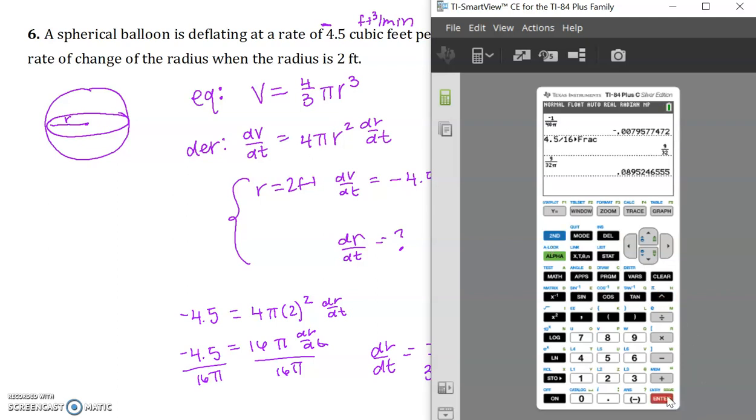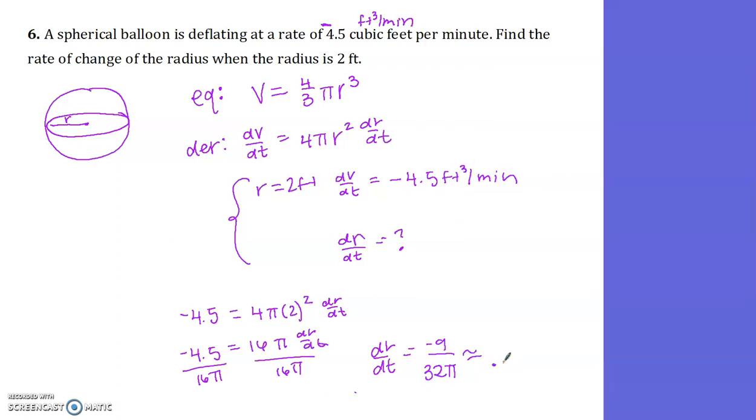And put the decimal answer. So that would be negative 0.090. And this is the rate for the radius, so that's just regular feet per minute.